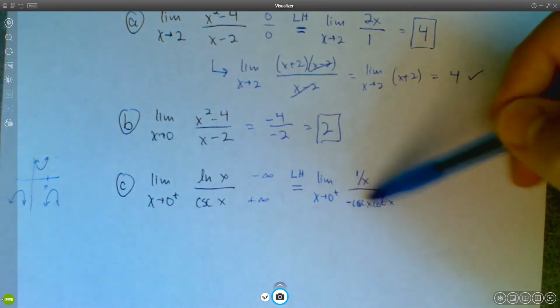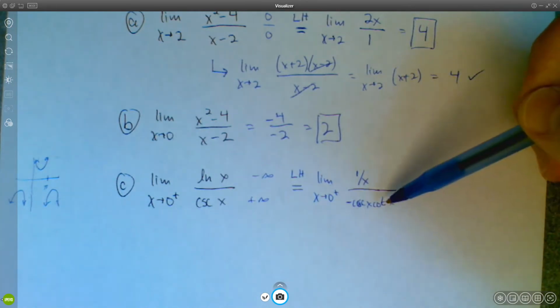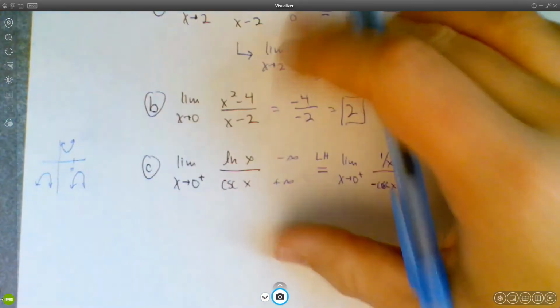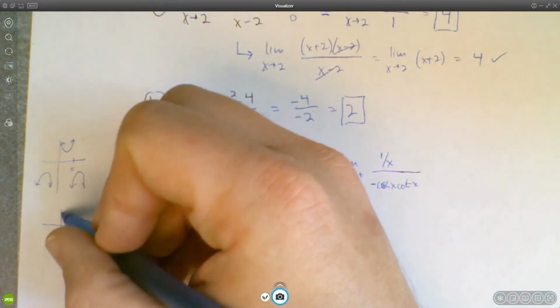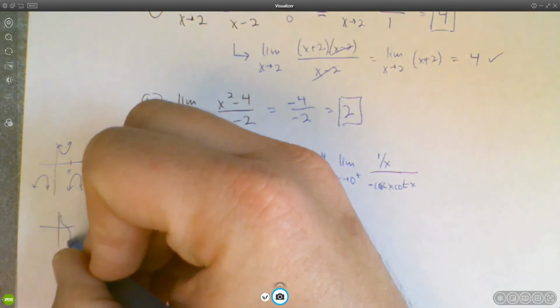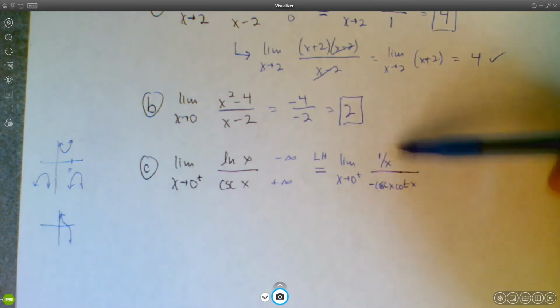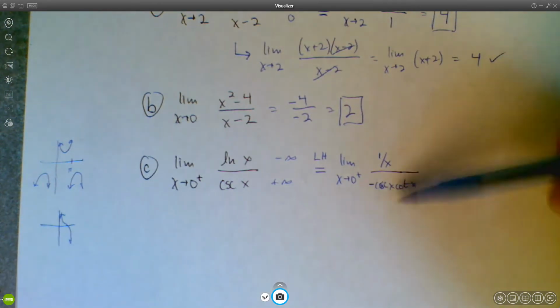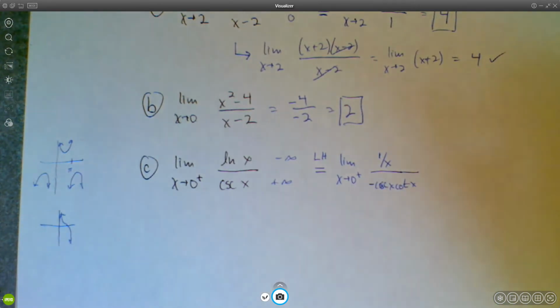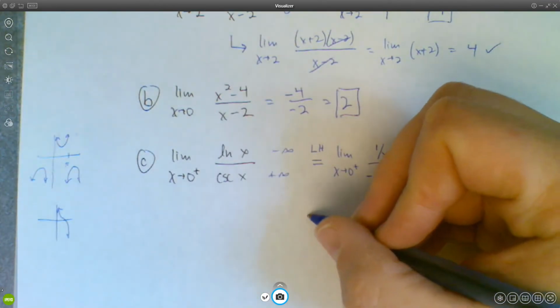Negative cosecant is going to go to negative infinity now. Cotangent, ooh, where does cotangent go? Cotangent, I think, looks kind of like this, right? So it's also going to pop. So I think this is going to be infinity over infinity. It's going to be an infinity over infinity situation, which is indeterminate still. But I'm not sure I want to apply L'Hopital's rule yet.